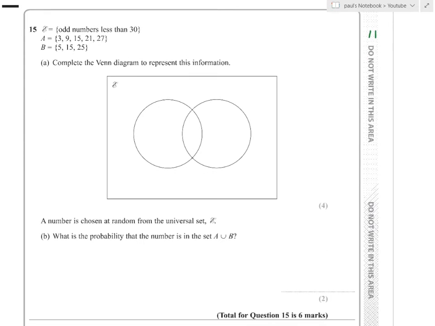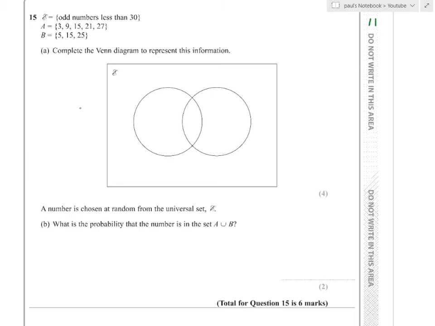Oh, Venn diagram. What to do there? All right, so everything is odd numbers less than 30. And then we're going to fill all this stuff in. So let's do all the odd numbers less than 30, which is 1, 3, 5, 7, 9, 11, 13, 15, 17, 19, 21, 23, 25, 27, 29. Anything that isn't in there will go around the outside.